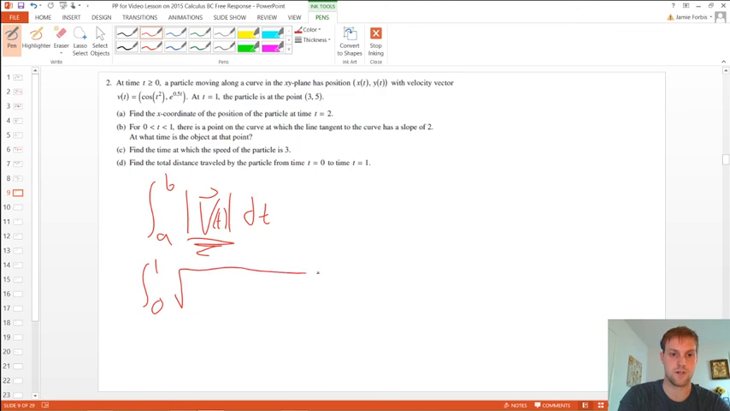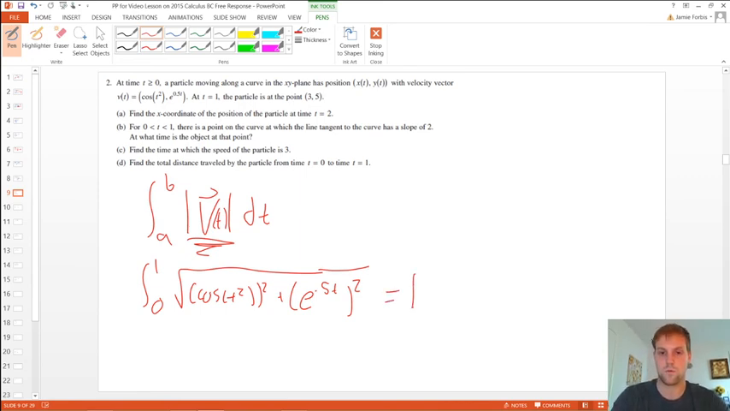So it was the square root of cosine t squared plus e to the 0.5t quantity squared. I'll give you a second. You can try that in the calculator, but what I got was 1.595.